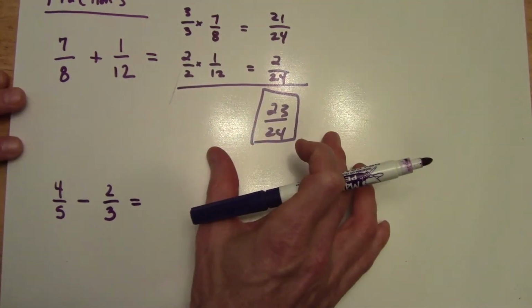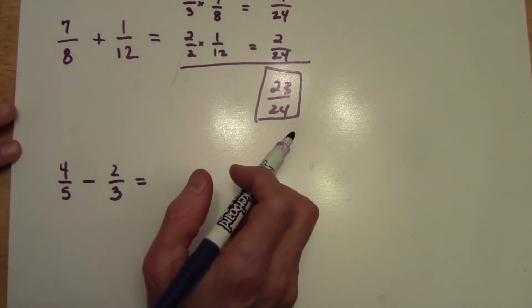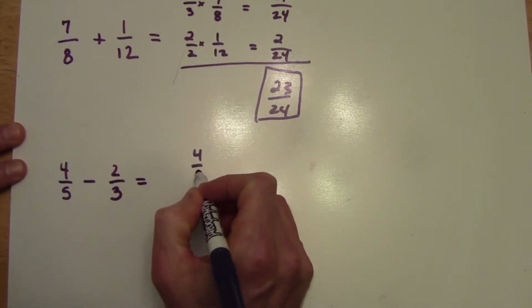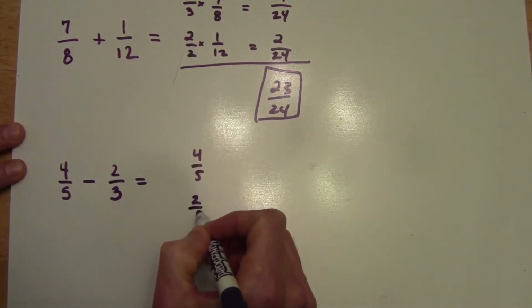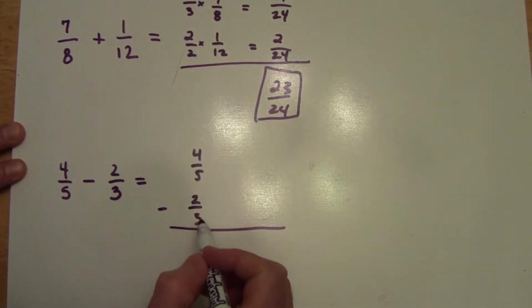So hopefully this rings a bell for most of you guys. Let's try one more if you need it. If not, you're good to go. Just start working the problems. So I'm going to start by writing it vertically. 4/5, 2/3. Remember, it's a subtraction. I have to find a common denominator.